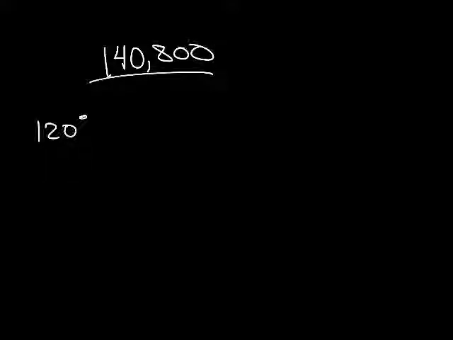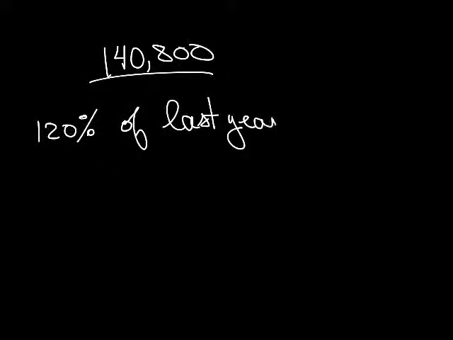Okay, so 9.2. The harvest was cornucopian, which means it was really good. It was 120% greater than last year. The yield was 140,800 bushels. So that's how much it was. This number is 120% higher than it was last year. So how do we do that? 120% of last year's was 140,800.